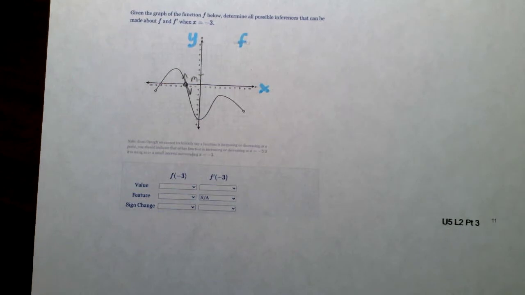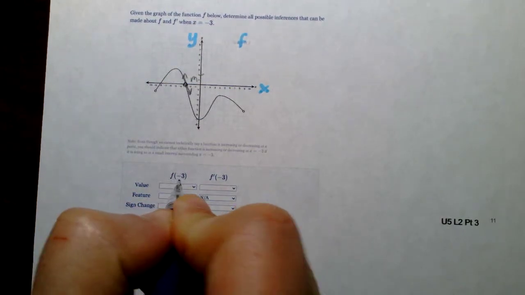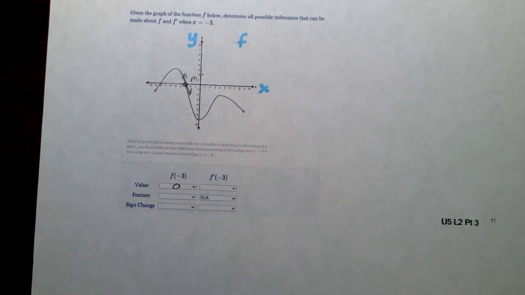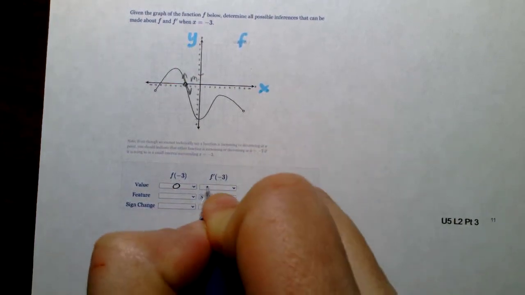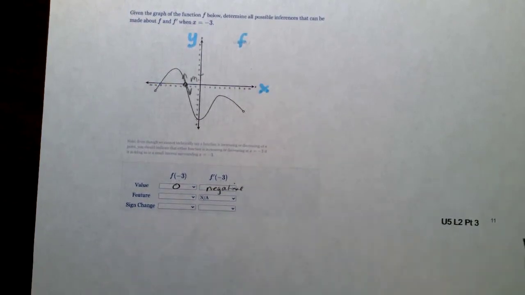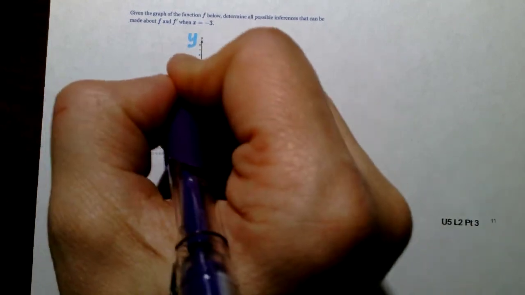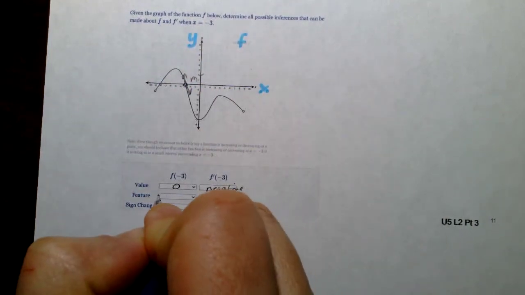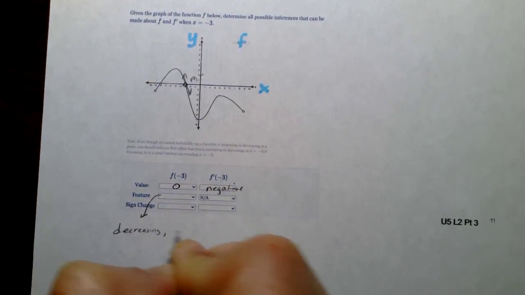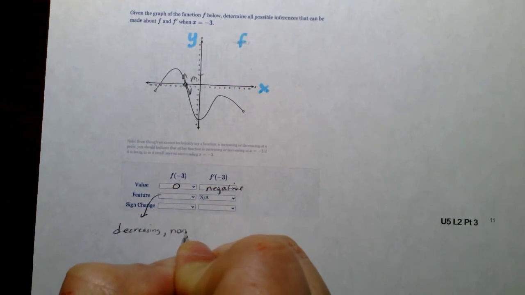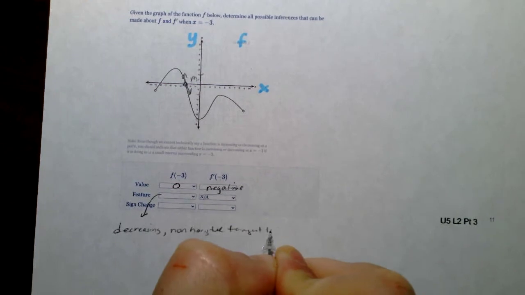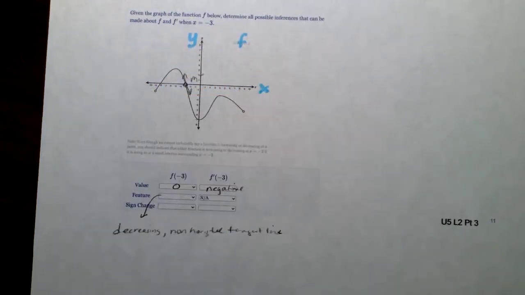So first of all, they want to know what is f of -3. So this is the f graph, so my output is simply 0. What is the slope at -3? In this case, it's going to be negative. We don't know exactly what it is. We know that it is on a decreasing part of the graph. And we also know that it is a non-horizontal tangent line. Obviously, it goes downhill.